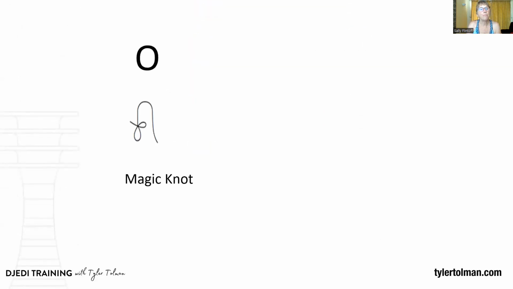The O is represented by this magic knot. This has a meaning of psychological complexity, secrecy, also the energy that is held in every atom. So this knot here is tying something up. This is where the secrecy, there's something hidden, bound by this knot here.